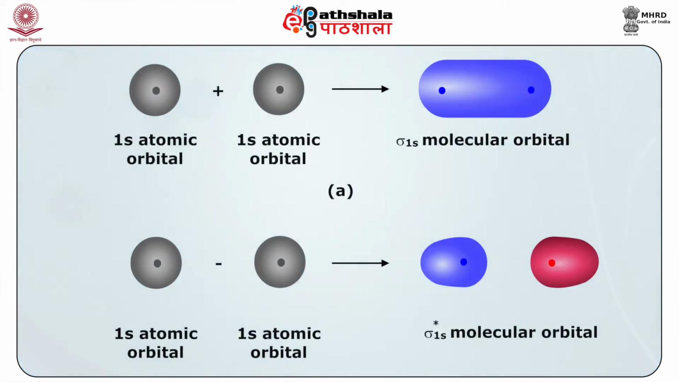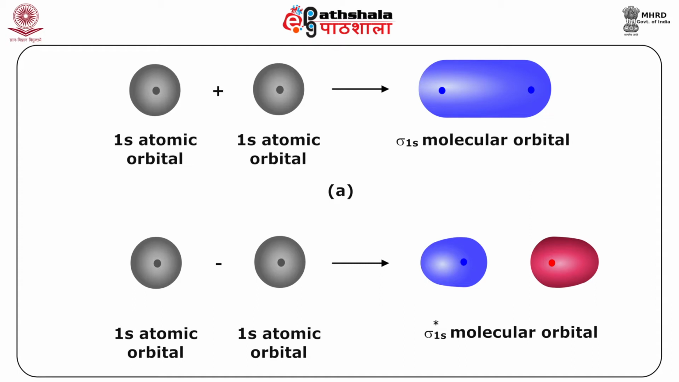Two s orbitals and two p orbitals combine in different ways to give rise to one bonding molecular orbital called sigma 1s and one anti-bonding molecular orbital called sigma star 1s. As shown, two 1s orbitals combine to give a sigma 1s molecular orbital, called the bonding molecular orbital, which is generated by mixing of two same phase atomic orbitals.